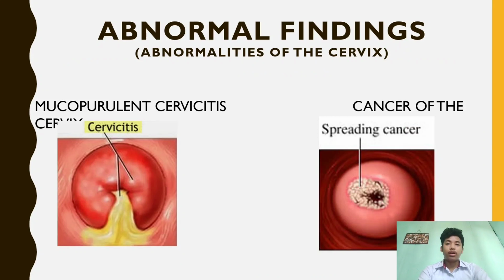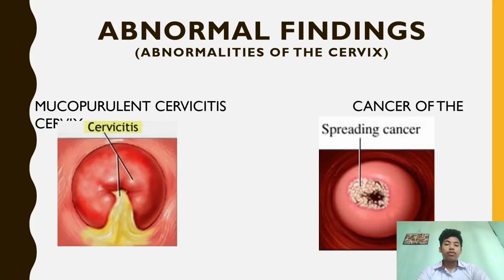Abnormalities of the cervix. First is mucopurulent cervicitis. This condition produces a mucopurulent yellowish discharge from the external os. It usually indicates infection with chlamydia or gonorrhea. However, these STIs may also occur with no visible signs, although the discharge may change the cervical pH.